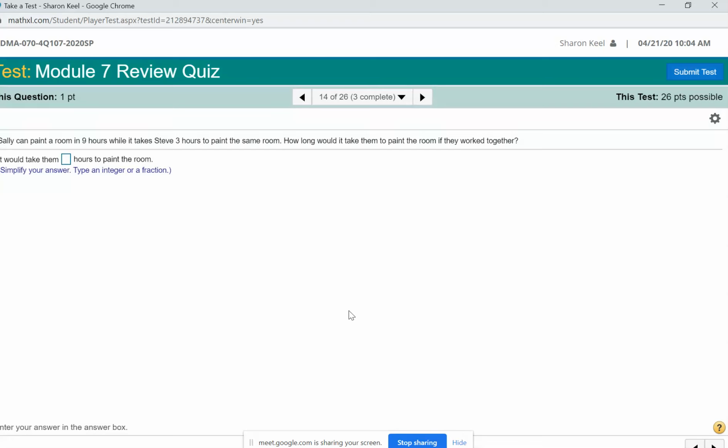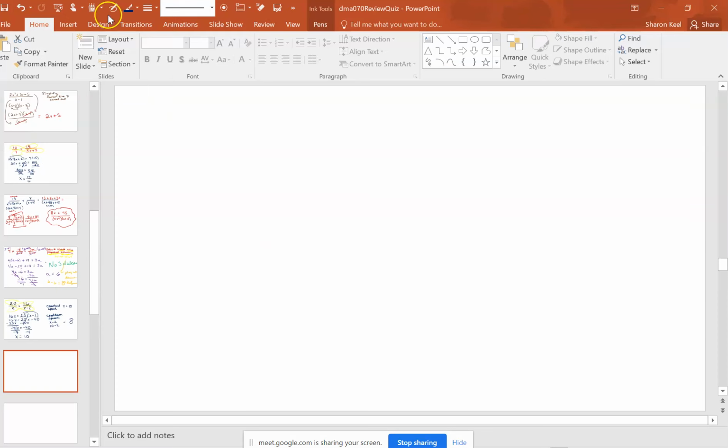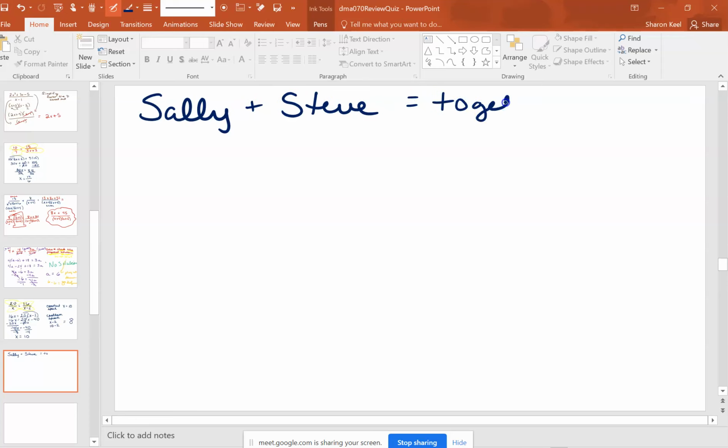Next, we have Sally. She can paint a room in 9 hours, while it takes Steve 3 hours to paint the same room. How long would it take them to paint the room if they work together? Okay, so we have Sally and we have Steve. We're going to have them painting the room individually, but then we're also going to have a time of how long it takes for them to paint it together.